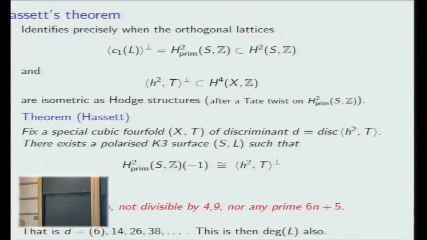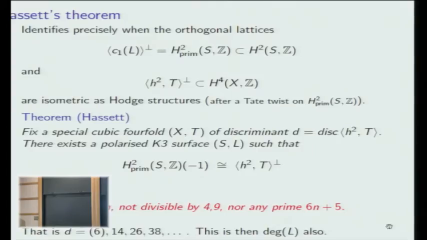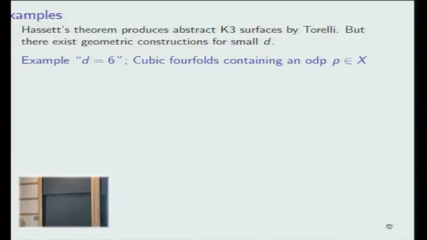And later on, we'll see a much more natural... the problems in this subject all come from trying to use cohomology, and the integral structure on cohomology is really the wrong thing. So we'll see a much more natural way of expressing this in terms of topological K-theory later on. Right, so Hassett produces these K3s. So once he has his special cubic fourfold with discriminant satisfying this condition, he produces the K3 just by Torelli. So he produces the sub-Hodge structure and then uses Torelli to produce a K3. But there are geometric constructions for small d, so I give these examples.